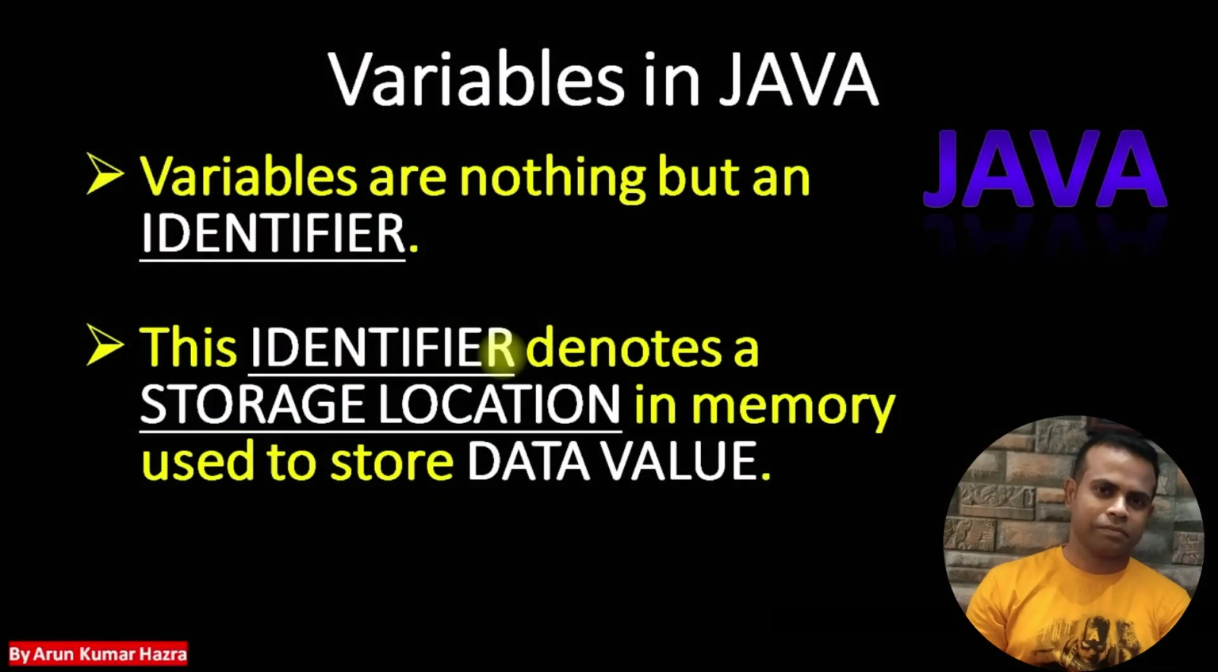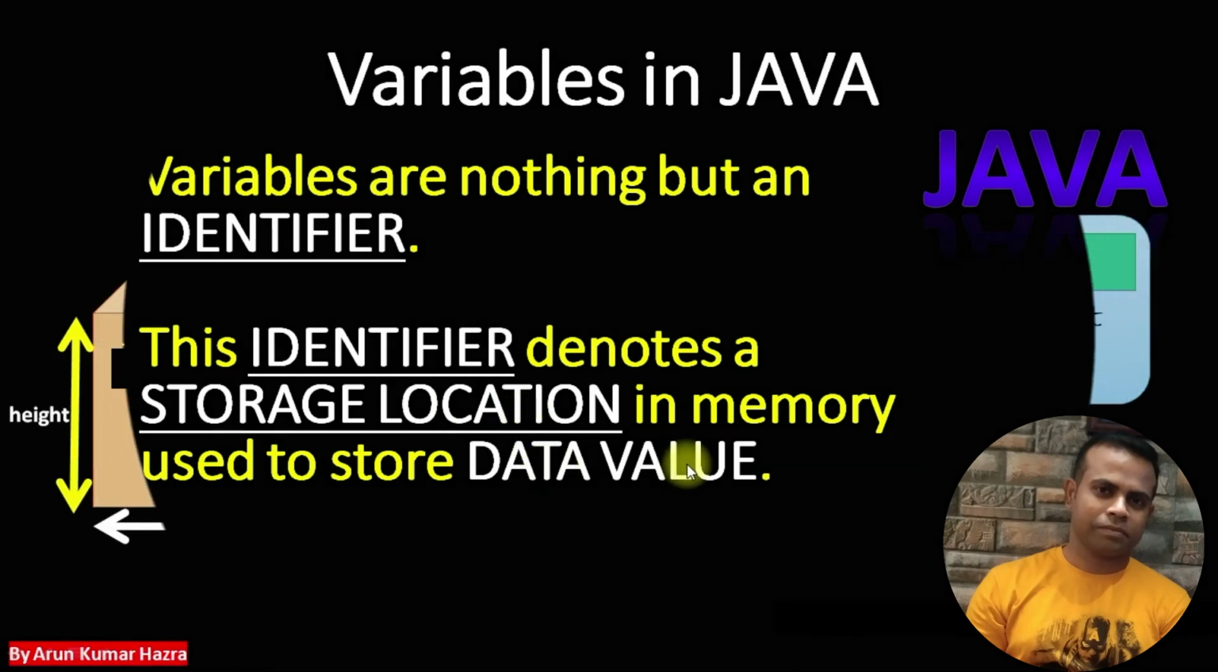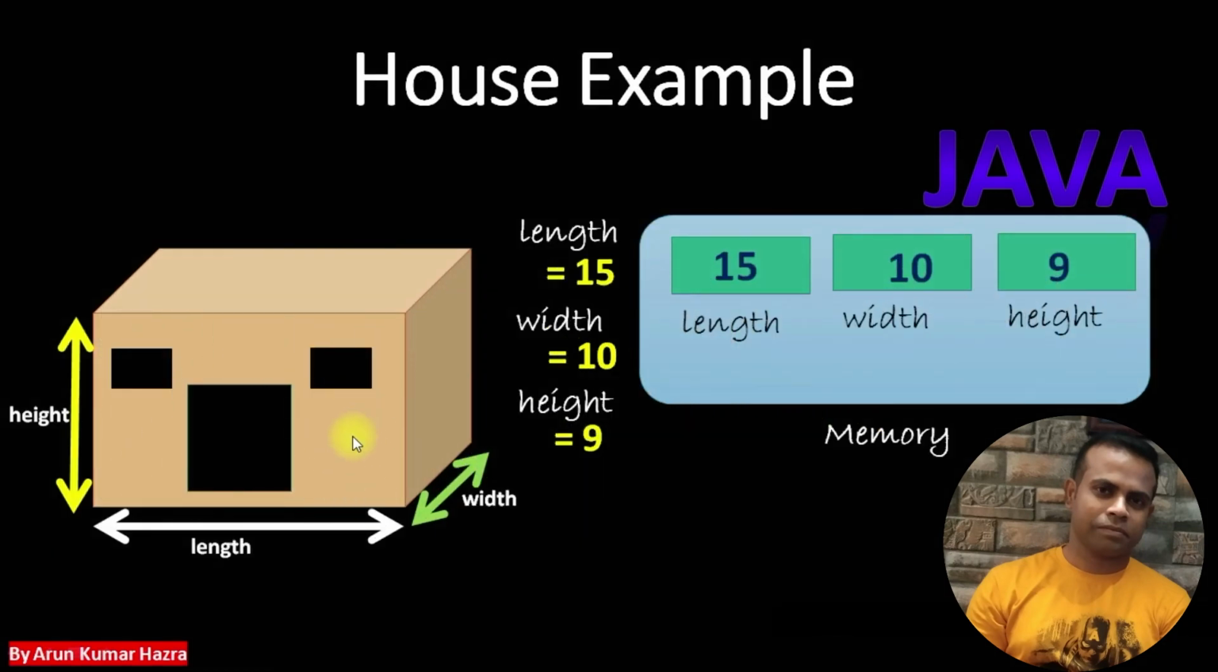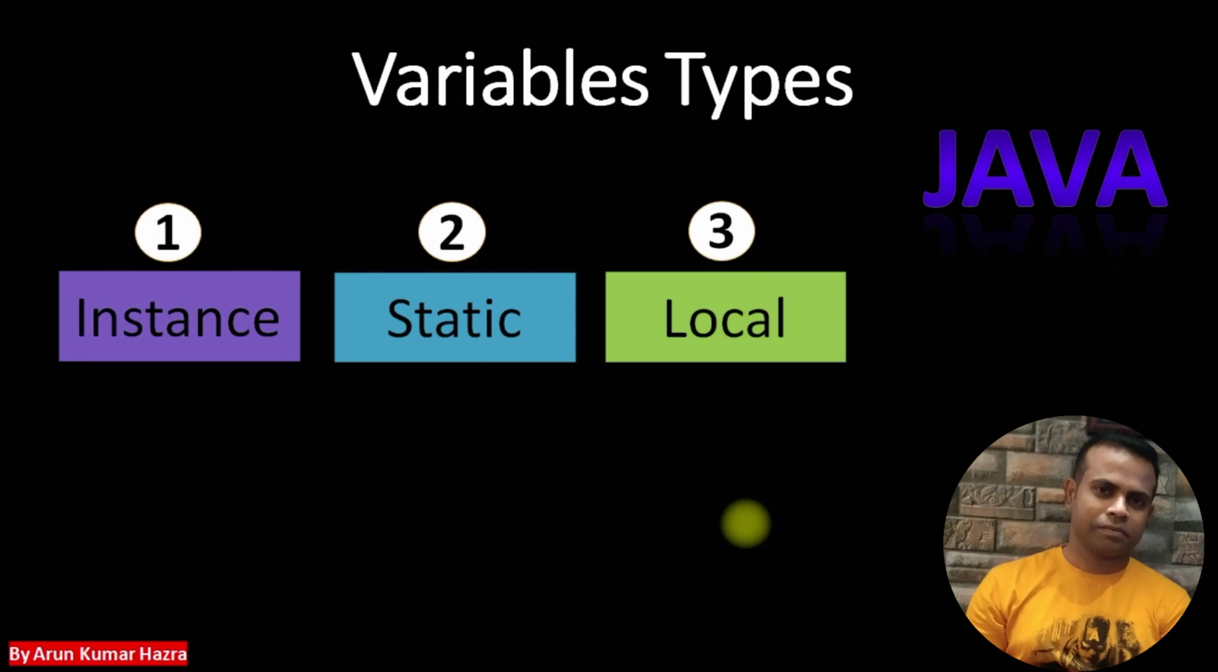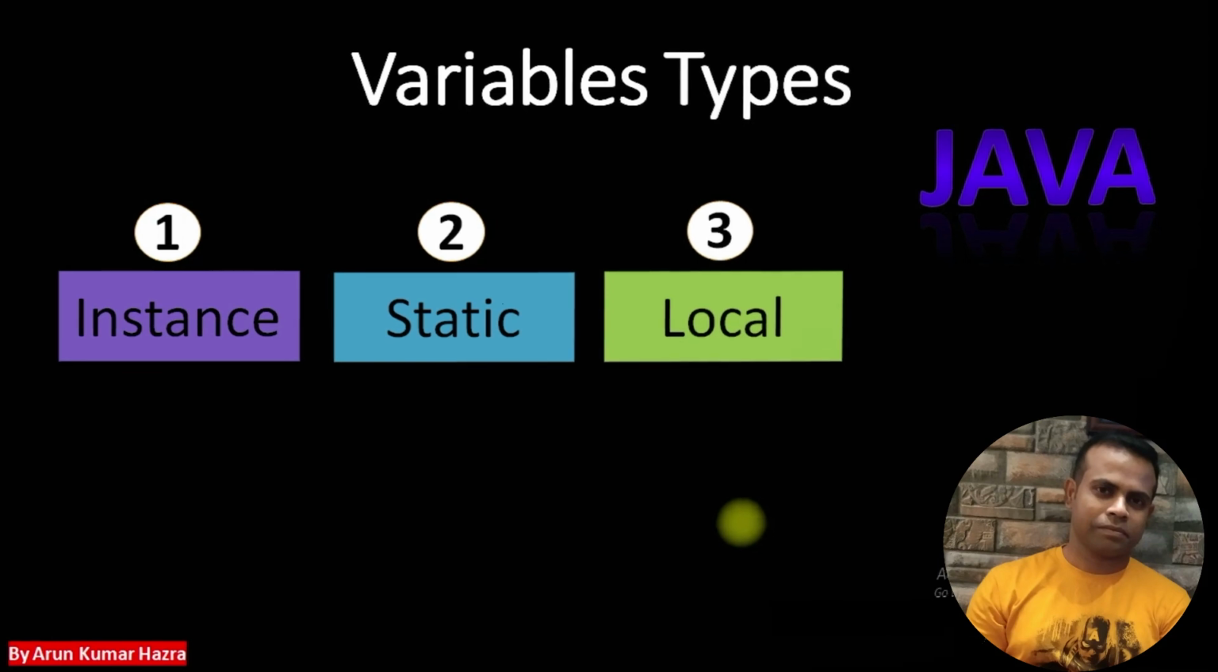So if we conclude here, a variable is nothing but an identifier. It denotes some storage locations to store data values. In the real world, if we take this house as an example, this house has length, width and height, and these properties we can declare in Java as variables. These variables reserve some storage locations under memory, and the value for each variable will be stored in this slot. And also there are three types of variable in Java: instance variable, static variable and local variable.